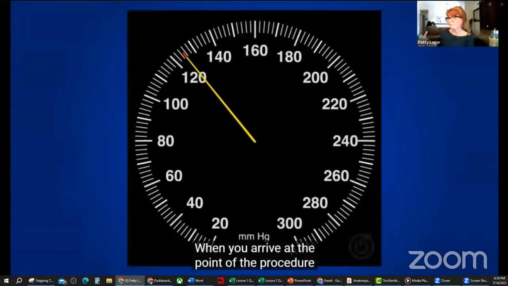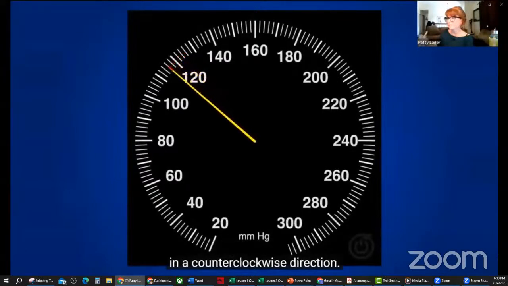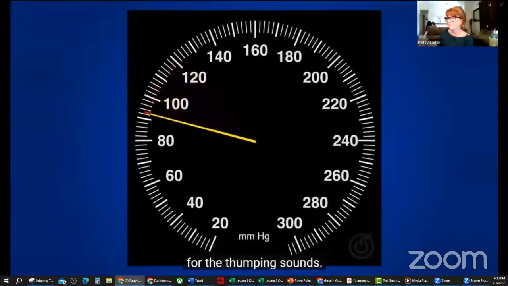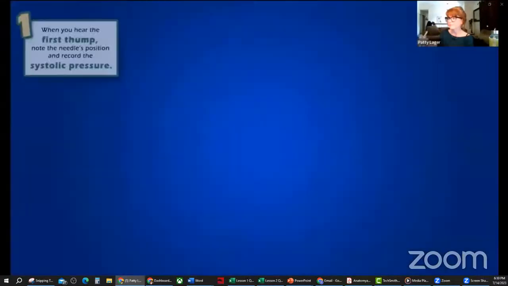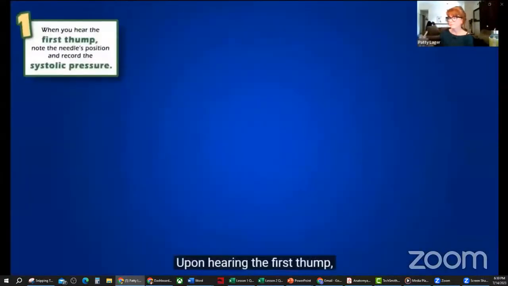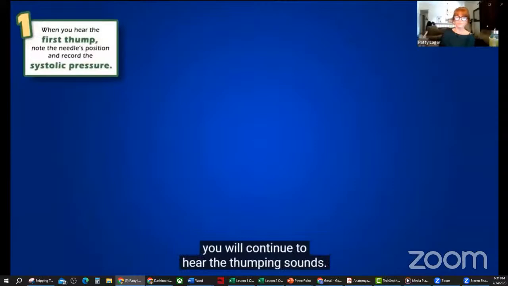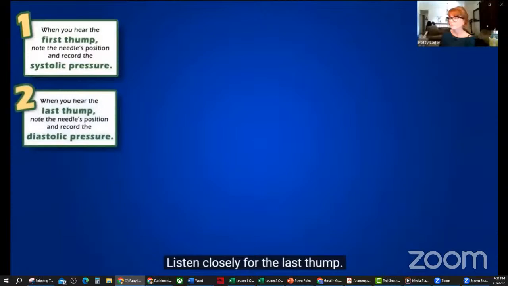When you arrive at the point of the procedure where you slowly deflate the cuff to hear the sounds, you will notice the needle move in a counterclockwise direction. It is at this point that you need to listen very closely for the thumping sounds. Upon hearing the first thump, note the needle's position on the dial and record the number. That's the systolic pressure. As the cuff deflates and the needle continues to move, you will continue to hear the thumping sounds. Listen closely for the last thump. Upon hearing the last thump, note the needle's position on the dial. That's the diastolic pressure.